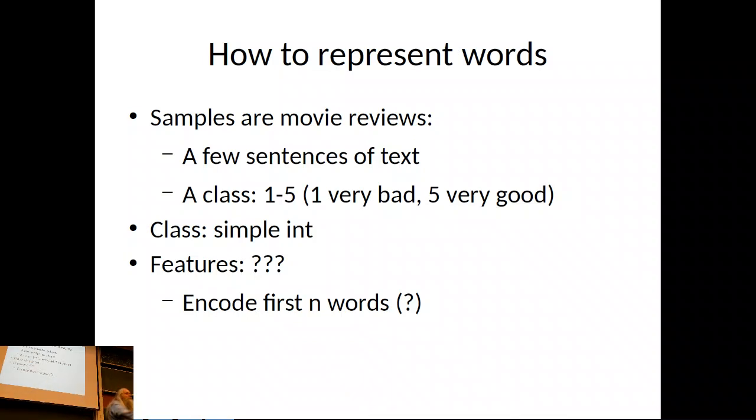We're having a whole bunch of movie reviews, okay, and there's going to be a number of sentences in the actual review. We're going to have a class, 1 to 5. We can deal with a class as a simple int, 1 to 5, at least as a first approximation, or we could represent it as a one-hot. I'll talk about that in a minute. But what do we do for encoding the words? Do we just take the first n words and encode them and ignore everything after that? Sometimes people do that, and sometimes that sort of works.